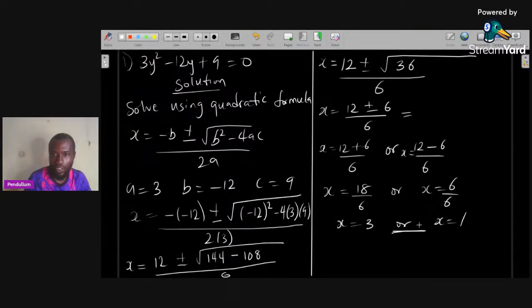So once again, you can see, sorry, our equation is in y, so all this x should actually be y. So y is equal to this, y is equal to this, y is 3 or y is 1. I just used x because most questions are given in x, but this one should have been y. For the solution, the steps are all the same.